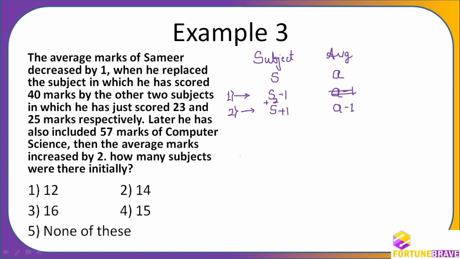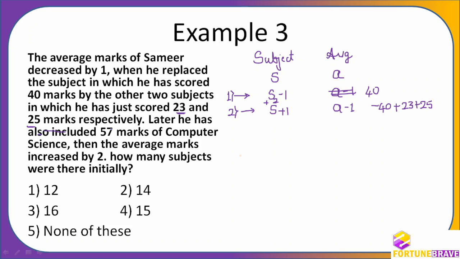First, 1 which was having 40 marks has gone out, and 2 have come in whose marks are 23 and 25. So whatever the sum is, in that sum minus 40 is happening, plus 23 plus 25 is happening. Correct? So 40 has gone, and the 2 having 23 and 25 have come in. This is what has happened now.